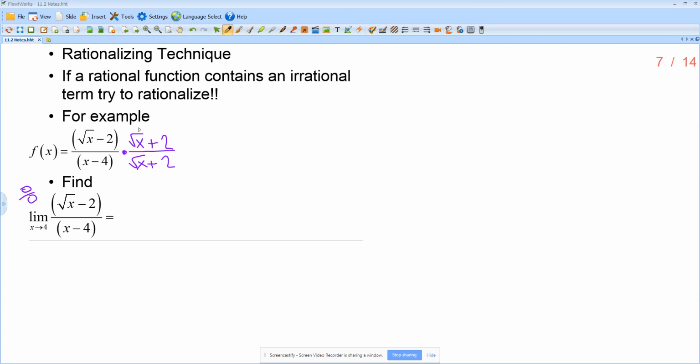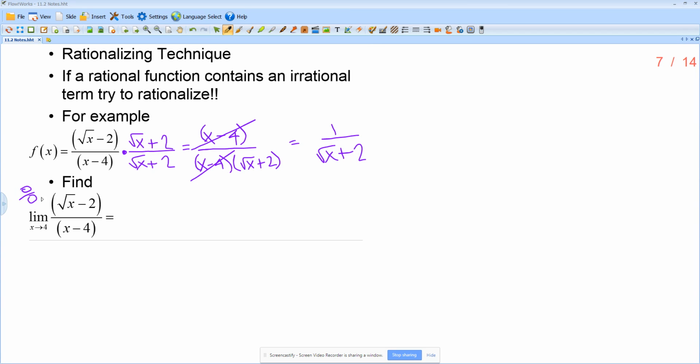If I multiply the numerator out now, square root x times square root x gives me x. -2 times 2 gives me -4. Remember that because it is a conjugate, you don't need to multiply outside inside, because in a conjugate, those would always end up canceling. In the denominator, I am not going to multiply this out. I'm just going to leave it as x minus 4 times square root x plus 2. And the reason I'm not going to multiply it out is because what I want is to have something that can then cancel. So I'm left with 1 over square root x plus 2.